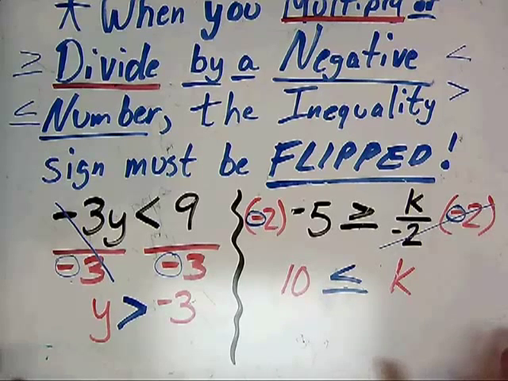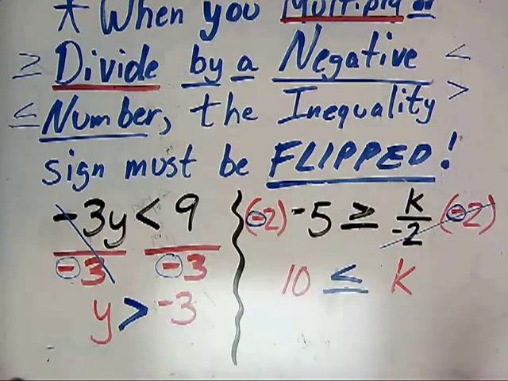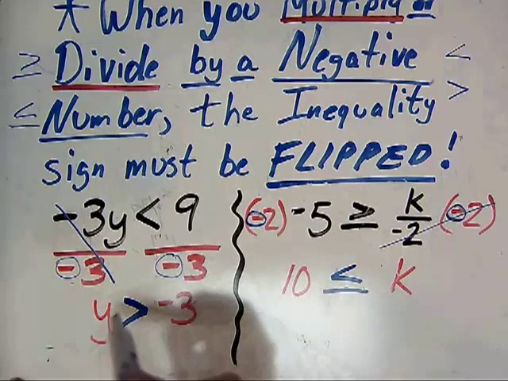With equations it was equals. With inequalities you're going to have greater than or less thans. And if you multiply or divide by negatives, then you flip the sign.